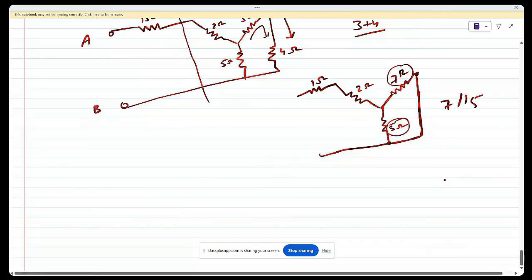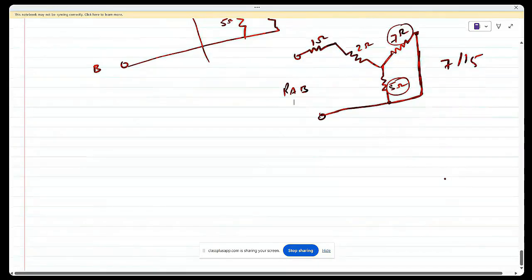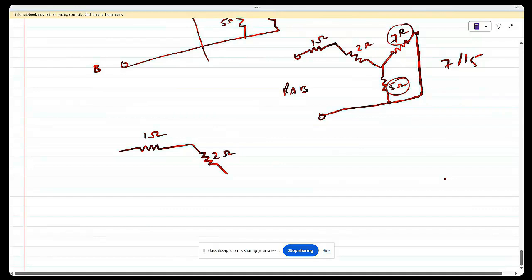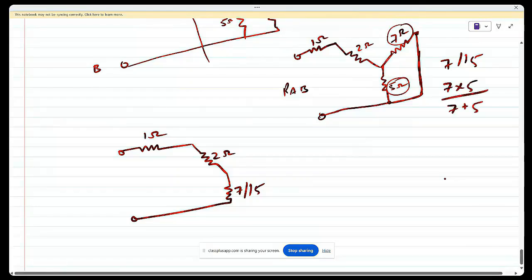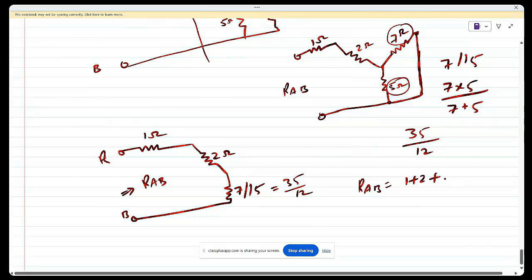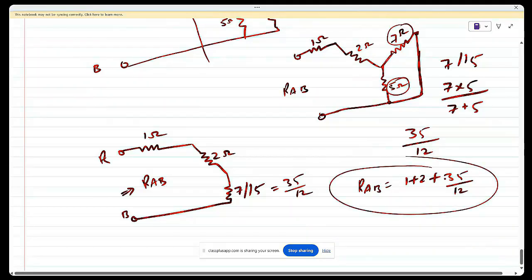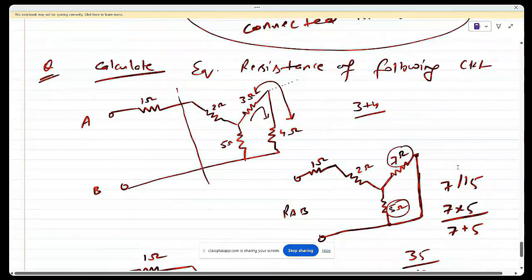So your final resistance will be, let's say, RAB. Again, this is 1 ohm, this is 2 ohm, and here it is 7 parallel with 5. How do we solve 7 parallel with 5? 7 into 5 upon 7 plus 5, that is 35 upon 12. Total resistance AB means you are finding the resistance from here, so RAB will be 1 plus 2 plus 35 by 12. This is your answer. So no need to apply star delta transformation in this question, because it is very simple.